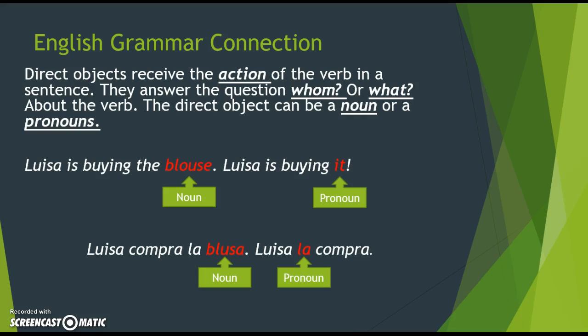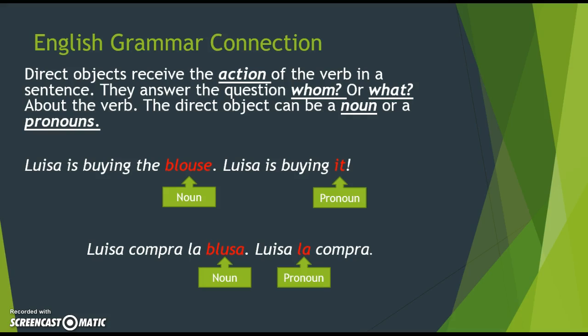The direct object can be a noun or a pronoun. So to give you an example, Luisa is buying the blouse. The direct object noun is the blouse. The who or what. In this case, what is she buying? The blouse. But to make it a pronoun, we just use the word it. Luisa is buying what? It. Luisa compra la blusa. Luisa la compra.